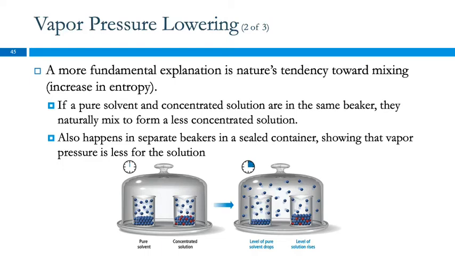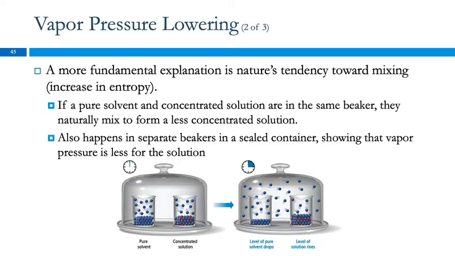Nature's trying to make these two solutions the same concentration. The salt in this beaker doesn't evaporate. It's non-volatile, so it's not going to go anywhere. The water can evaporate and condense, and so the water is going to move over here and make this less concentrated. Eventually, all the water should end up in that other beaker.